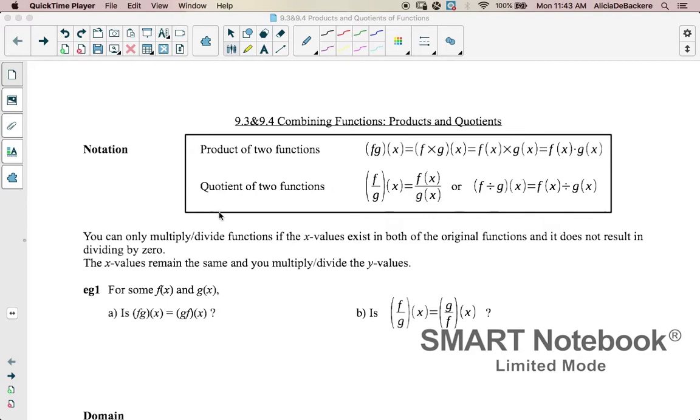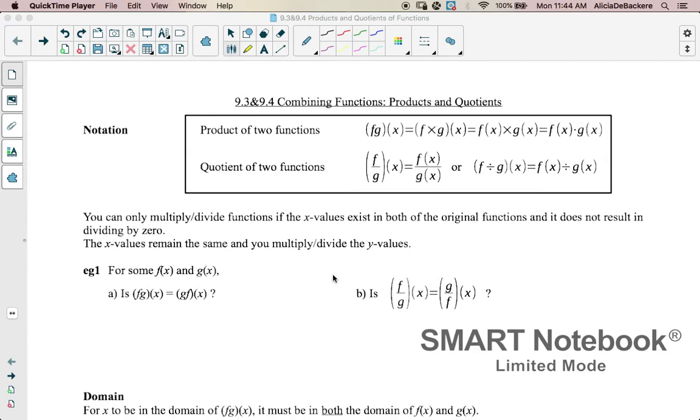Similarly with quotients, a couple of different notations. We can write quotients or division like a fraction. So f divided by g of x is the same as f at x divided by g at x. Or we can write f divided by g with the division symbol of x, and that's, of course, the same as f at x divided by g at x. And these all four are equal to each other, so I could use the first one and the last one if I wanted.